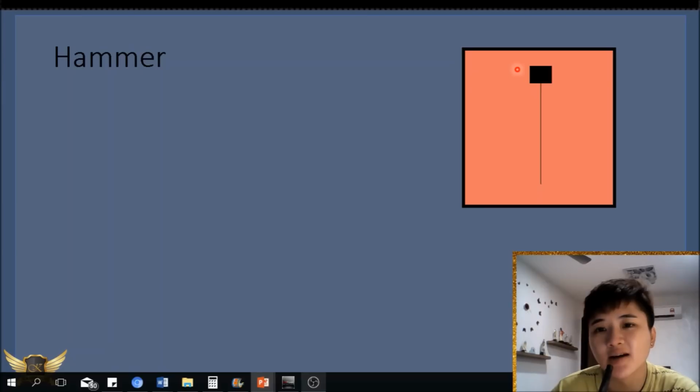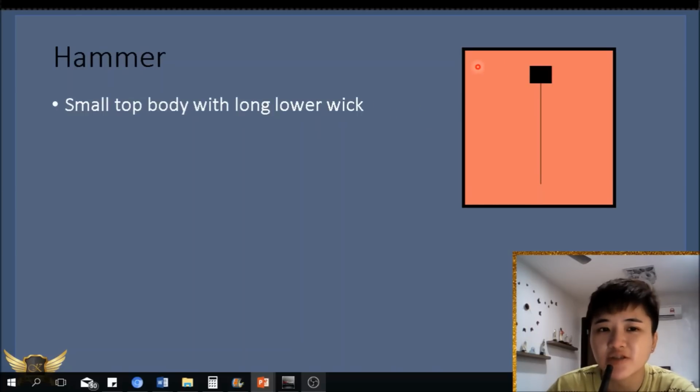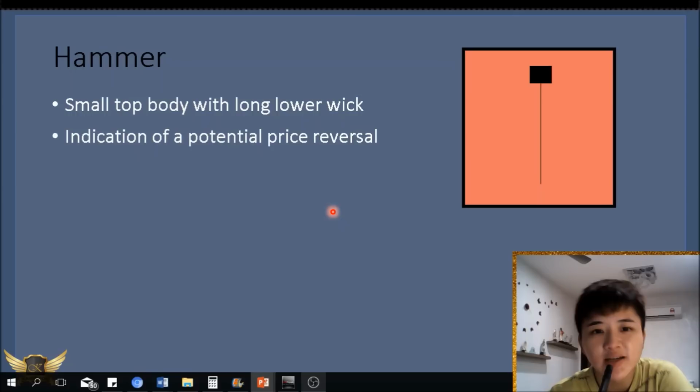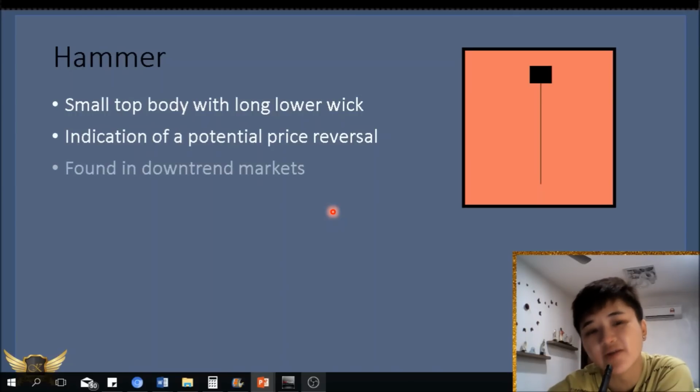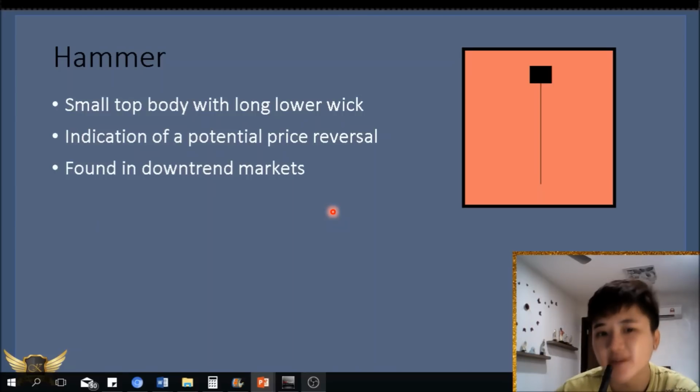Now bear in mind that the color of the hammer body doesn't really matter, but if you see a white candle or a green candle, it has a higher probability that it's going to reverse and go bullish. So to sum it up, when you see a small top body with a long lower wick, then this is a hammer. Now whether you can have an upper wick or not, ideally not. So what the hammer signals to you is that the price would potentially reverse. And the only place that you can find it is in downtrend markets.